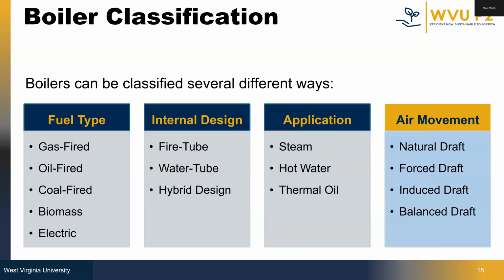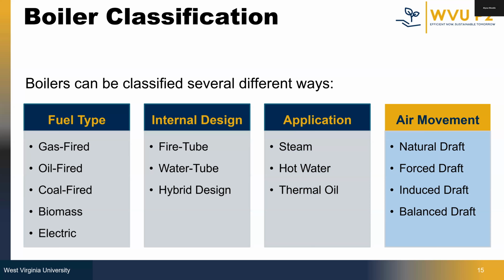And finally, the air movement. So for combustion of fuel to continue, there has to be a supply of air. And the boilers can be classified by the way that the air is supplied. Natural draft boilers rely on chimney height and temperature differences to move air through the boiler system.